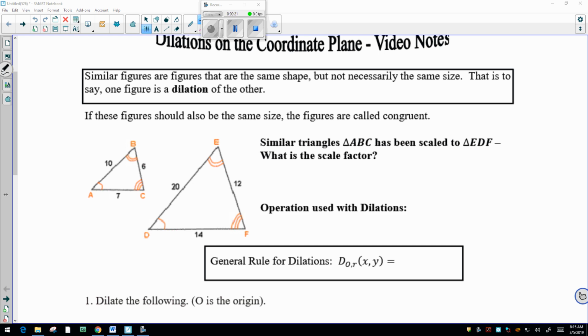That's to say that one would be a dilation. So something to keep in mind here is if for some reason the figures should also be the same size, we would call them congruent, meaning we'd have a dilation of 1, not changing anything. Okay, so we see here similar triangles. ABC has been scaled to triangle EDF.